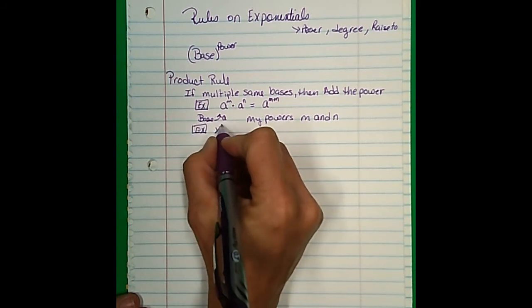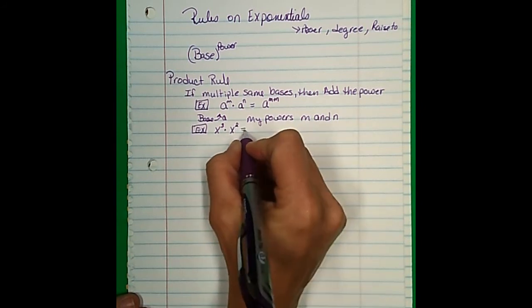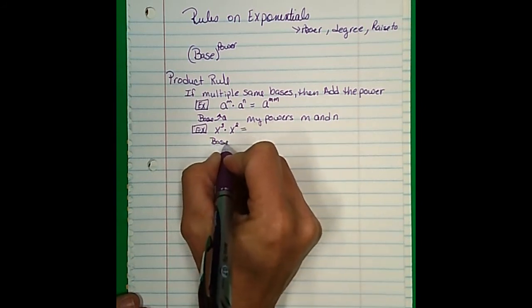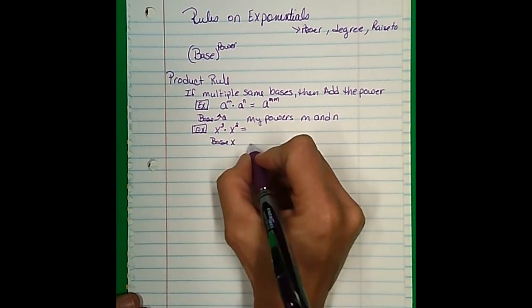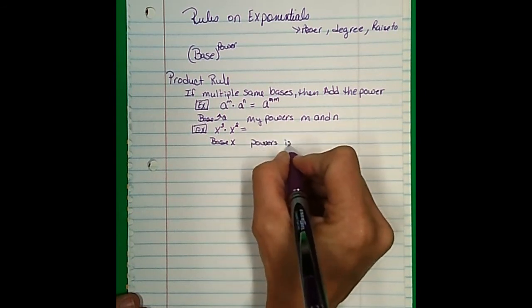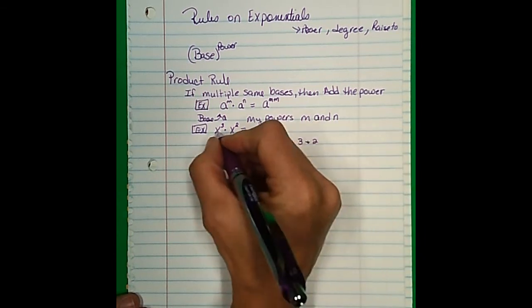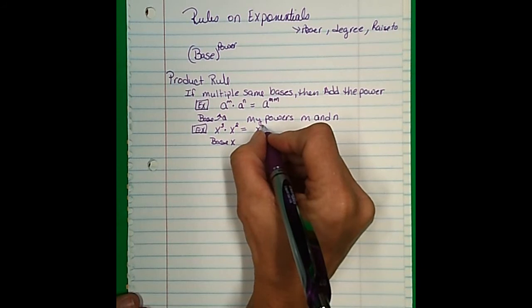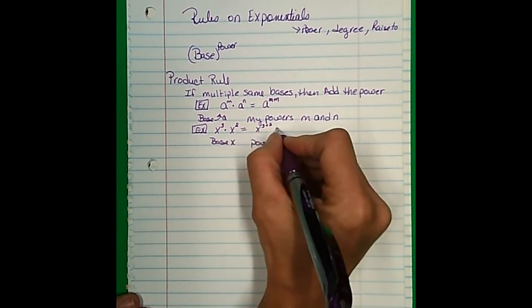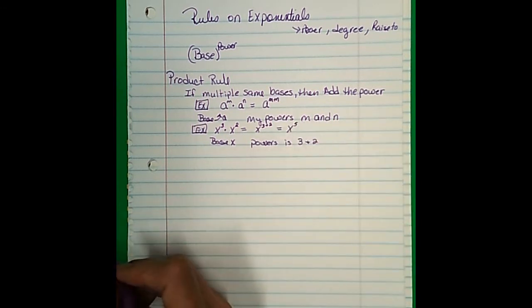Say I have x cubed times x squared. My base here is x. My powers here are 3 and 2. So what are we going to do? We're going to take that base and write it once, and we're going to take the power of 3 plus 2 because we multiplied the bases. That gives me x to the 5th. That is my end answer.